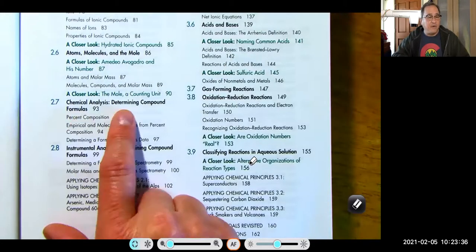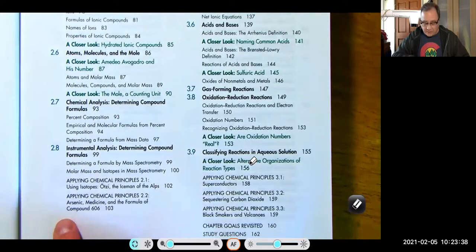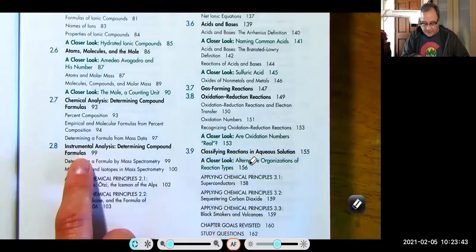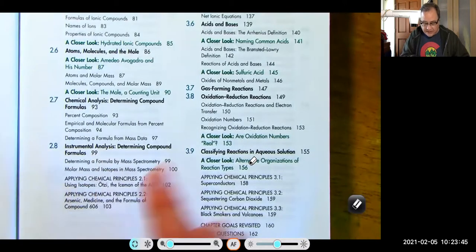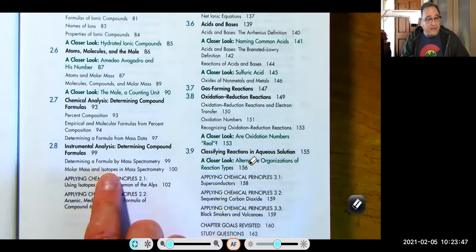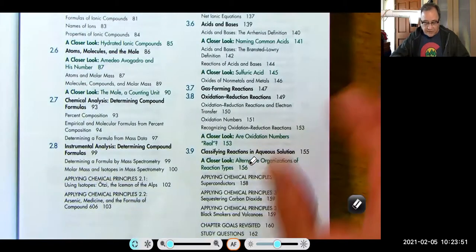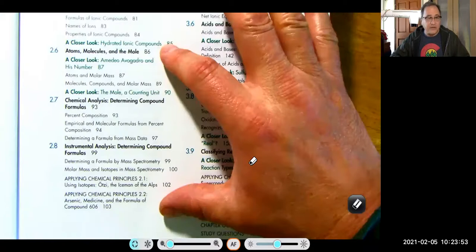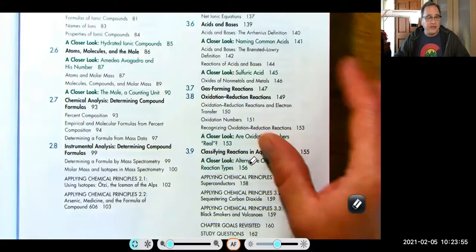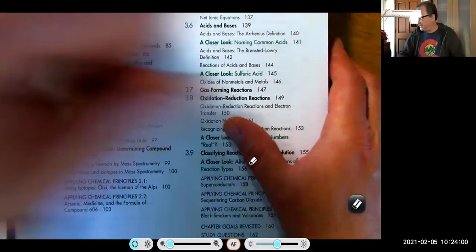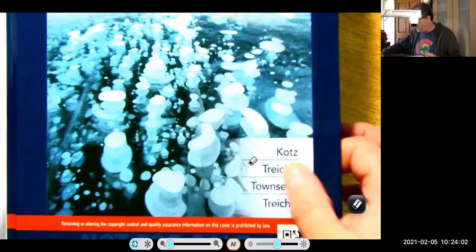So we've actually done 2.6, and we want to spend the rest of our time doing chemical analyses, determining compound formulas. And then we also want to spend some time on this mass spectrometry. Now, thanks to the question by Sadie, we actually did one of these types of questions about mass spectrometry. So we're going to focus on these last 3 sections for the next 2 lectures. And I just want to make sure that you are aware of that. Okay, so that being said, I'm going to close my book here.